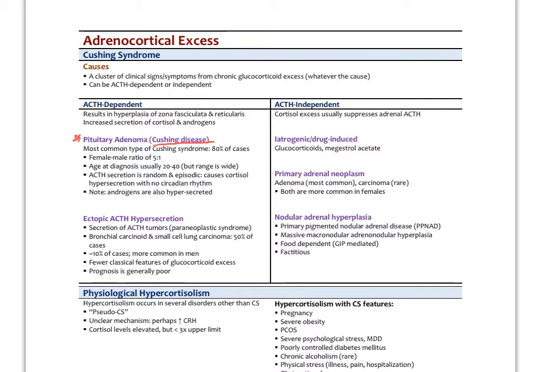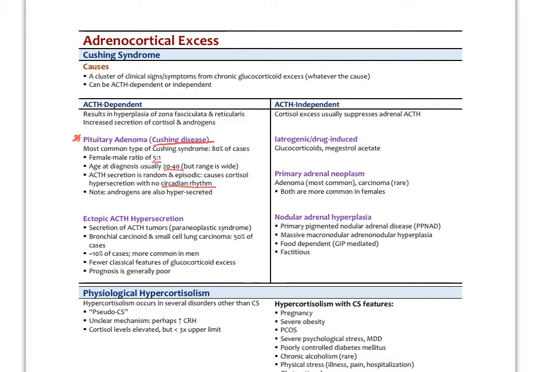Again, there is a higher male to female ratio, 5:1 in this case. Age of diagnosis is variable, but usually between 20 and 40. The secretion of ACTH can be random and episodic. It can cause spikes of cortisol hypersecretion, but generally it obliterates any circadian rhythm of the cortisol. And androgens like DHEA might be hypersecreted, leading to hyperandrogenism signs and symptoms like acne, hirsutism, and other signs of virilization.